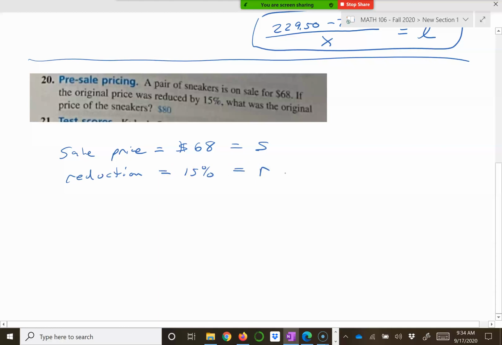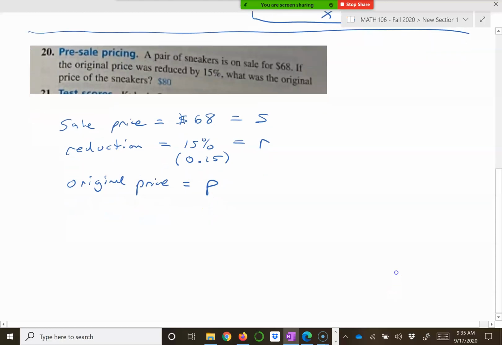Now, when we're dealing with percentages and we want to see how that changes integer values, we're really going to use the decimal version of this. Kind of like when I was showing you how to calculate your current final average in the course. Anytime you have a percentage, you're going to use the decimal. So you're going to see we're going to use 0.15 here. So this is the reduction. And let's see, we are looking for the original price. We don't know what that is, but let's call it P.